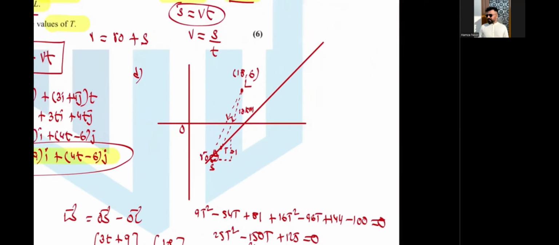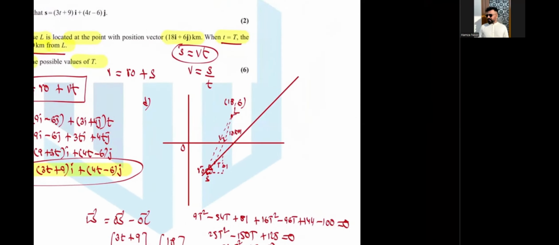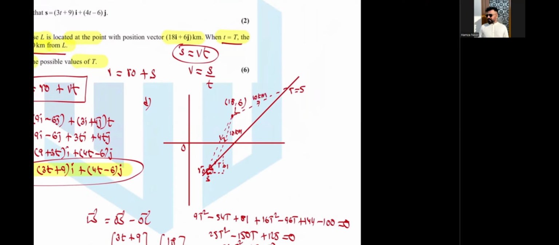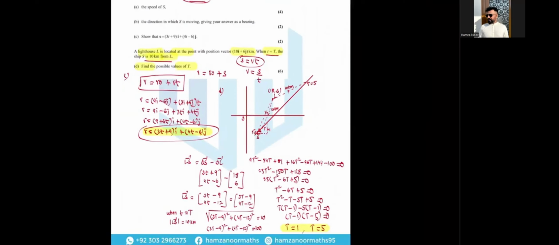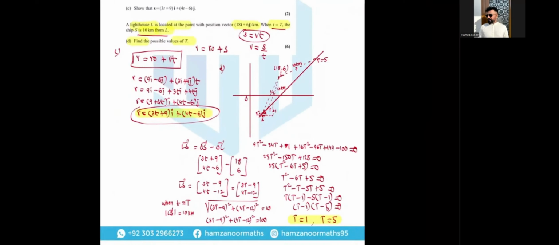The same applies when t equals 5. In this way we have attempted this question. So t equals 1 and t equals 5 are your answers to part D. All right, so this was basically handout question number 1, which is January 2010, question number 7. Now let's move on to question number 2 of the handout.